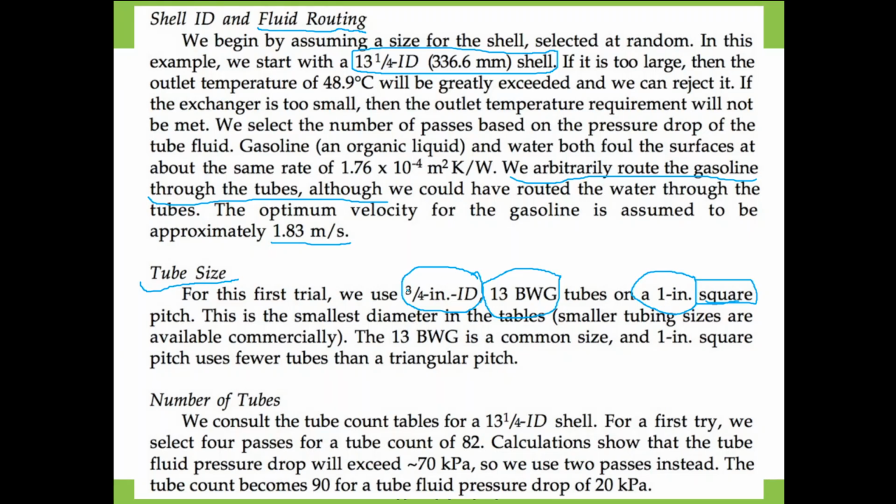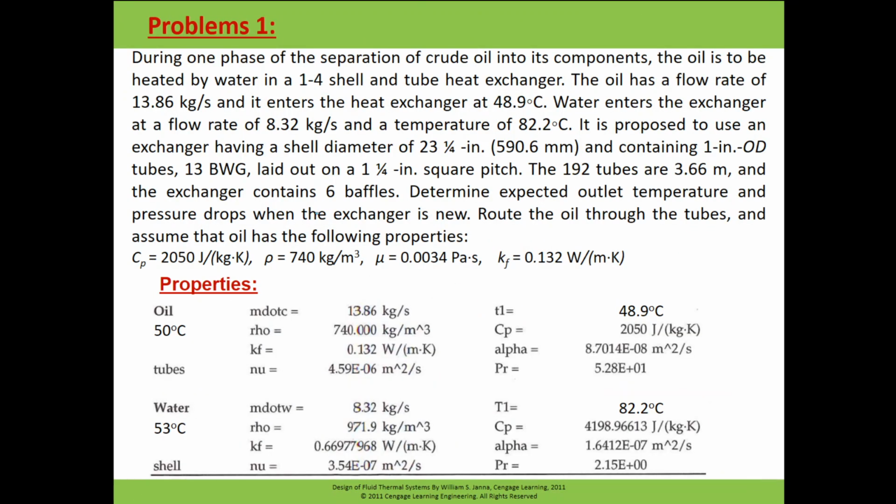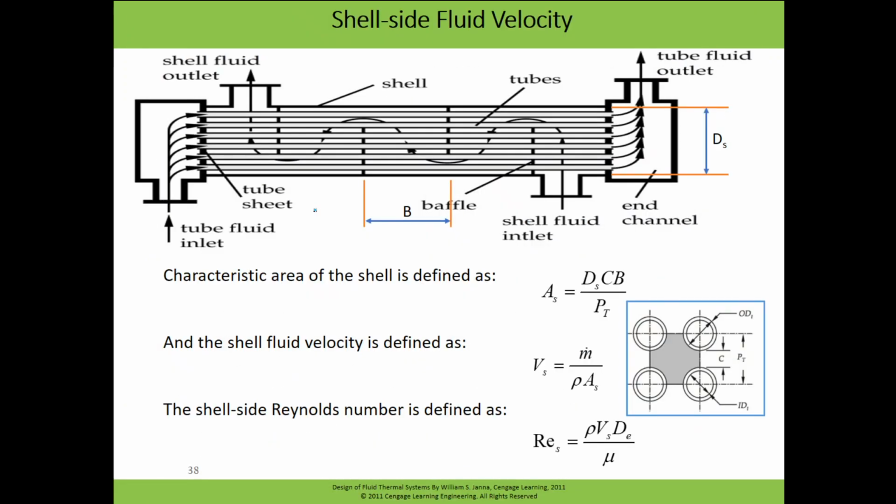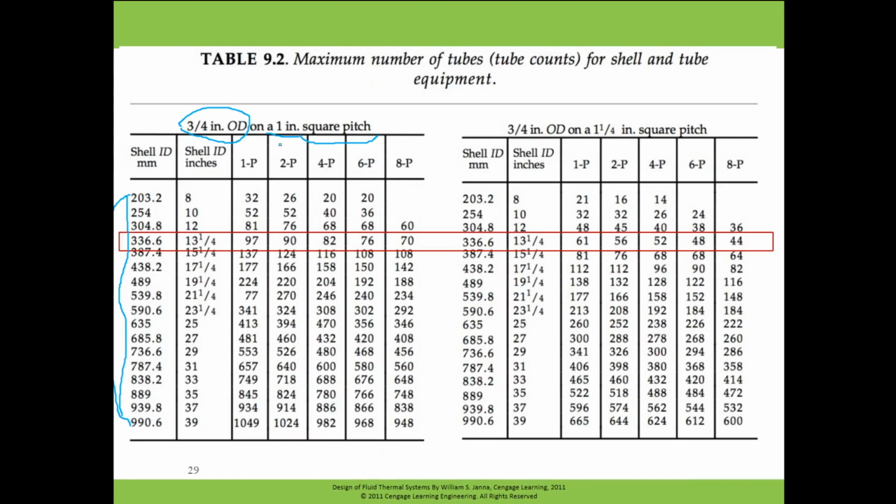Okay. Then we go to the table, which table basically we choose this from. 3/4 inch, 1 inch pitch, square distribution. So, it seems that we choose from this table, and we choose 13 and a quarter. If you choose the 1 pass, then the number of tubes are 97, and if you choose the 2 pass, then number of tubes are 90, and if you choose the 4 pass, then the number of tubes are 82.